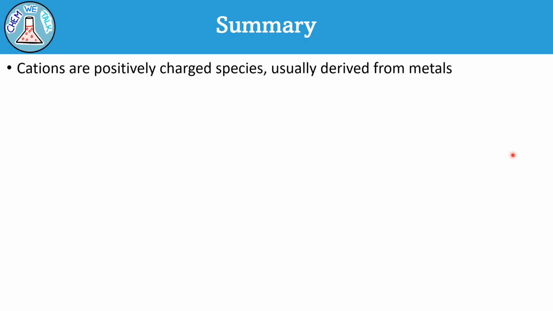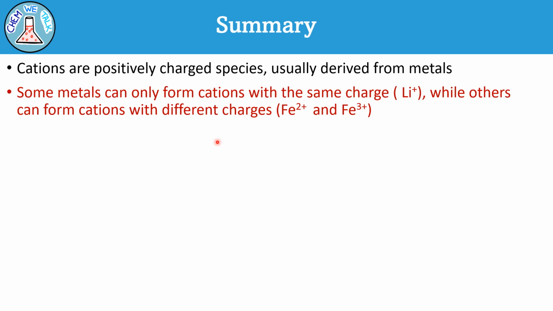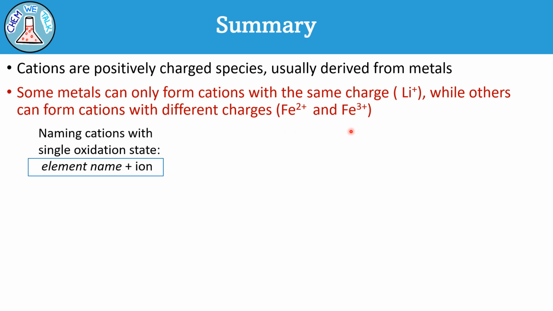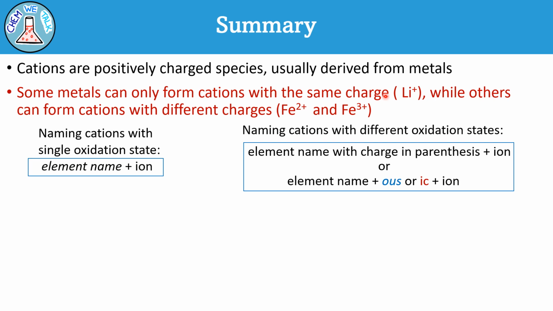All right, so just in summary, we know that cations are positively charged species, usually derived from metals, but there are a few exceptions like the NH4+ and H+. Some metals can only form cations with the same charge, like lithium and sodium, those metals from groups 1 and 2, while others can form cations with different charges, like, for example, iron that can be 2+ and 3+. Okay, so for those that only have a single oxidation state, the naming is very simple. Just read the element name plus the word ion. So in this case it would be lithium ion.